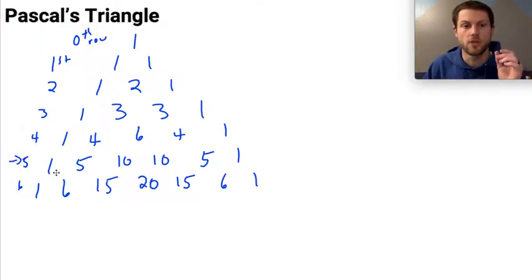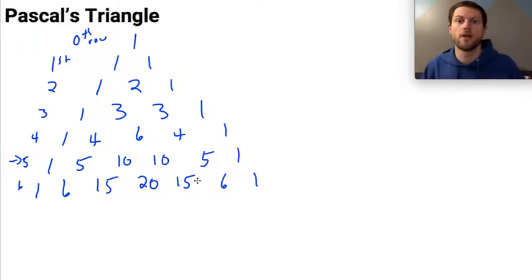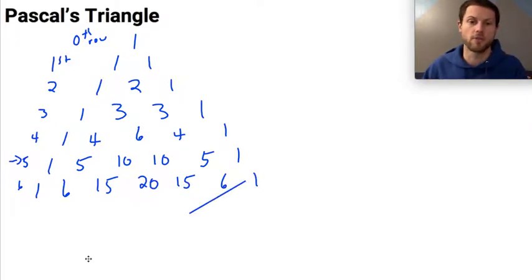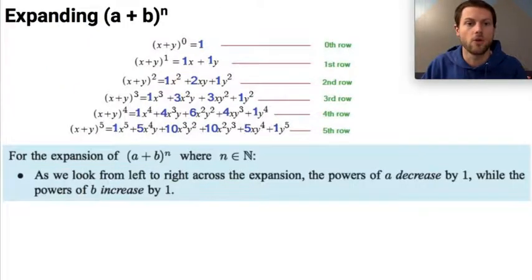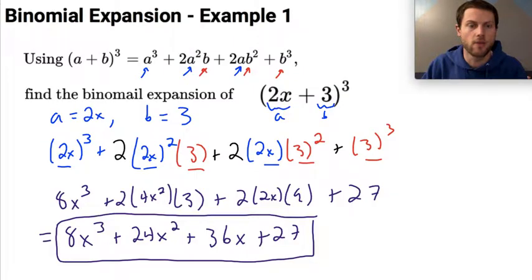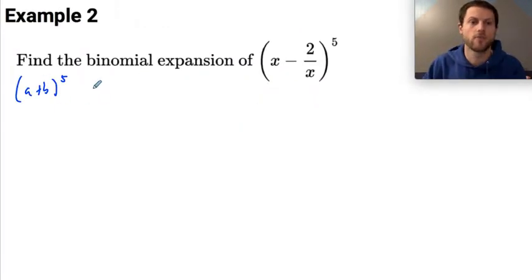And then all I need to do is look at these coefficients and remember that my a starts at the highest power, and then it goes down one every single term, and then my b starts with b to the 0 power, and it goes up one every single time. So basically, by generating Pascal's triangle, you're getting the coefficients. And as long as you know the pattern of the powers of your a's and your b's, that's really all you need to remember.